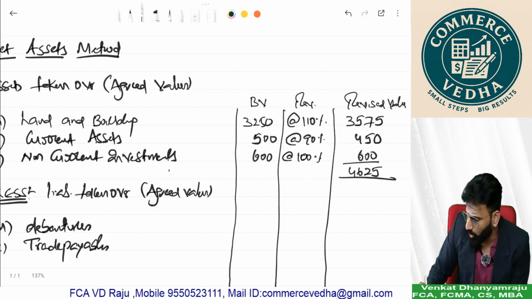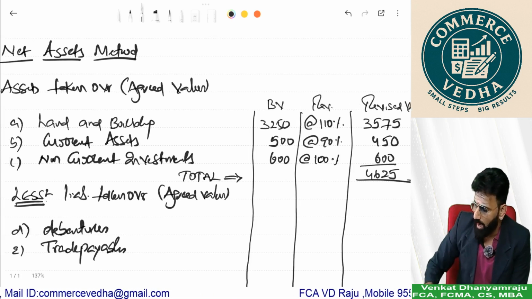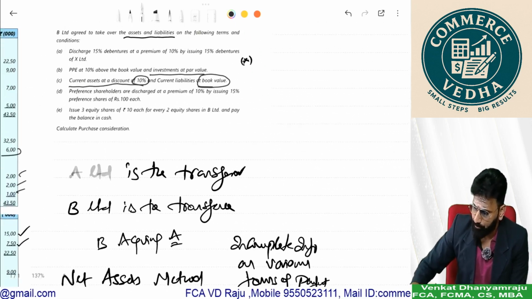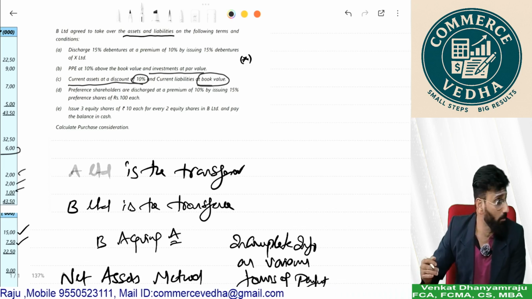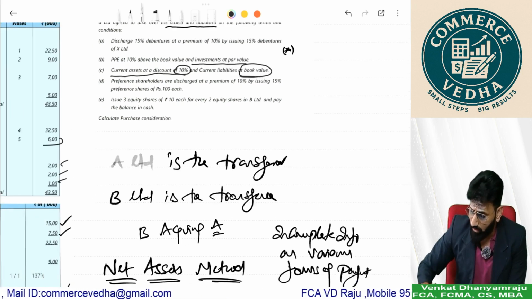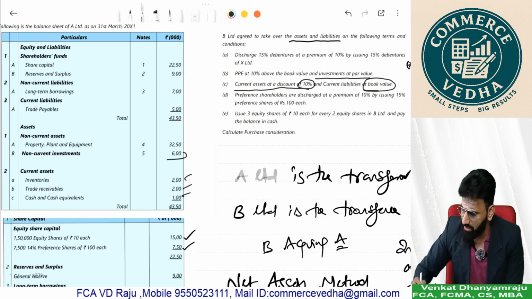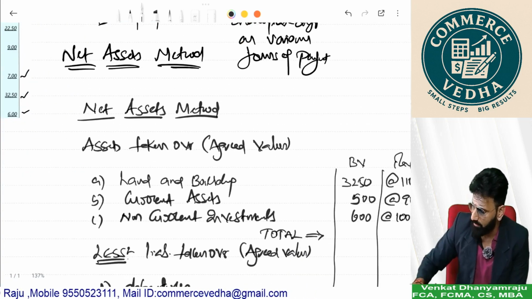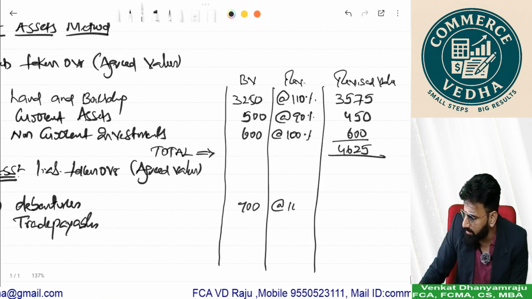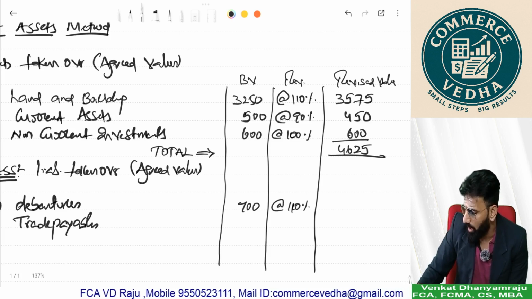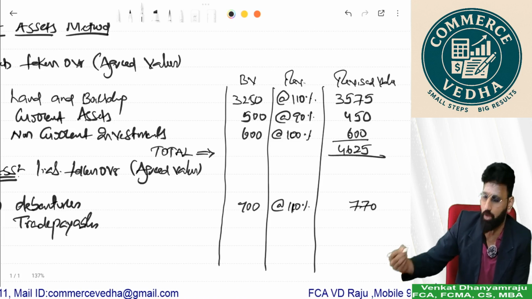Now, this is the total of assets taken over by B Limited. And debentures, if you see, debentures discharged 15% at a premium of 10%. So whatever the value in the books, we should pay them 10% more. That is, the debenture value is 7. Hence, I should take here 7 and discharge at 10% more. So I have to pay them 770 in the form of debentures in the new company.